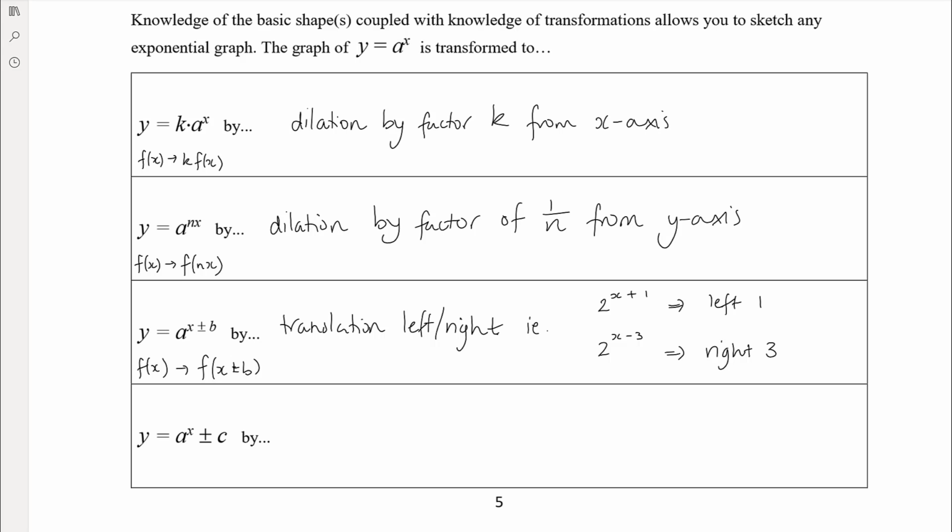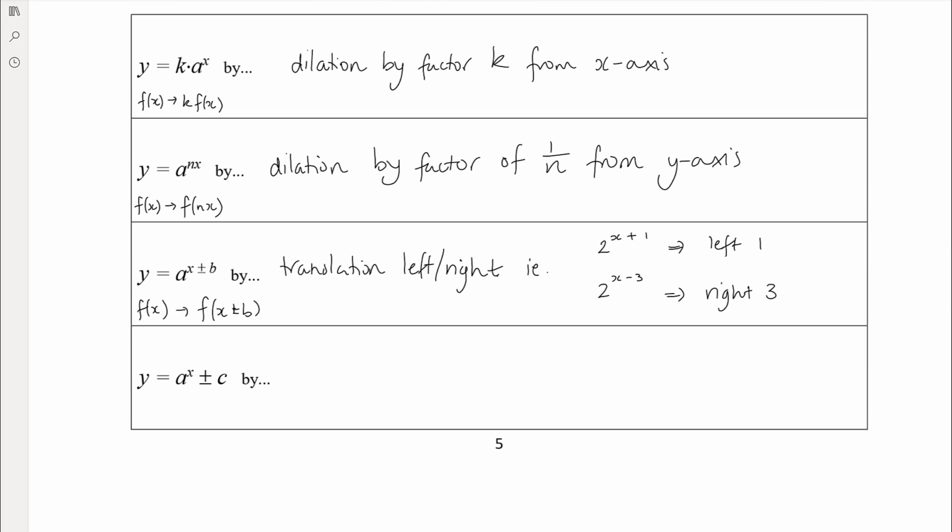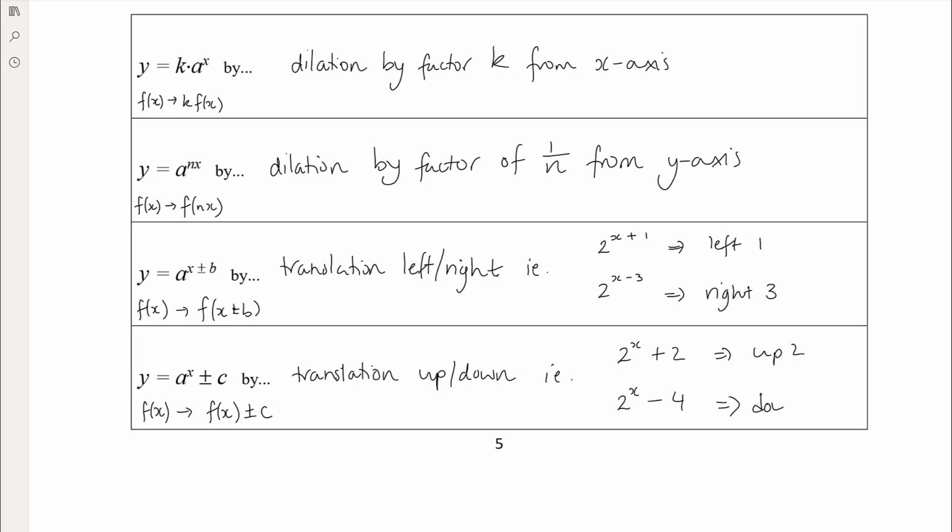Okay. And this last one here, y equals a to the power of x plus or minus c, that's equivalent to saying we've got a function and it is becoming that same function plus or minus a number. So that is when we are translating up or down. For example, if we had 2 to the power of x plus 2 or 2 to the power of x minus 4, this would be up by 2, and this would be down by 4.